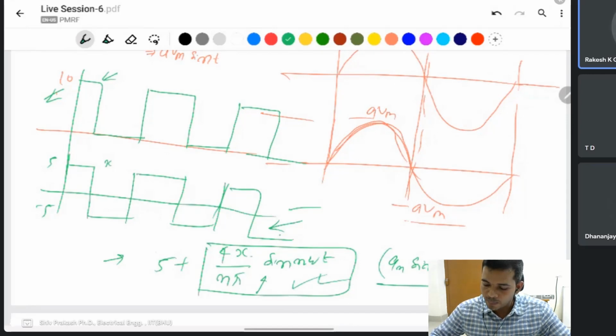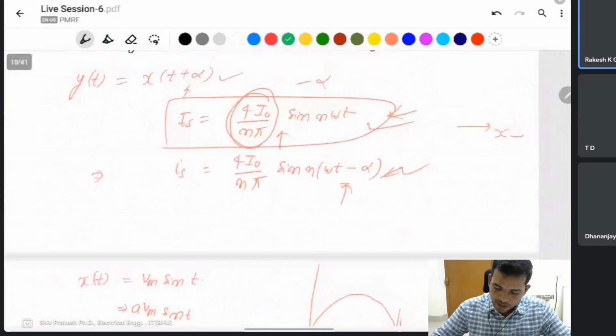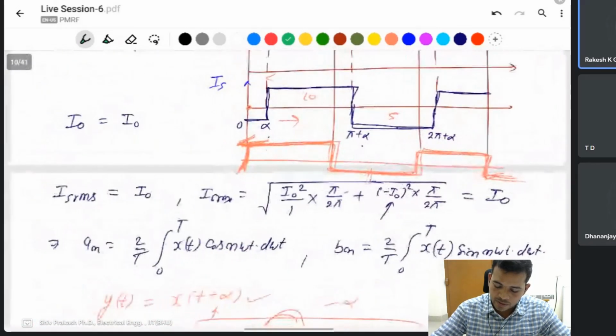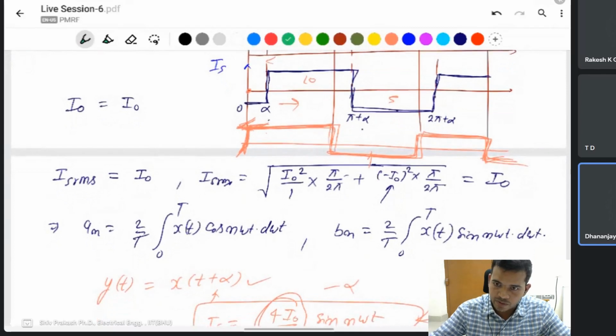To add both, you find this one, which is your A0. If this A0 is there, then Bn is fine. This is your A naught. An is 0 here because, look here, it has odd symmetry.